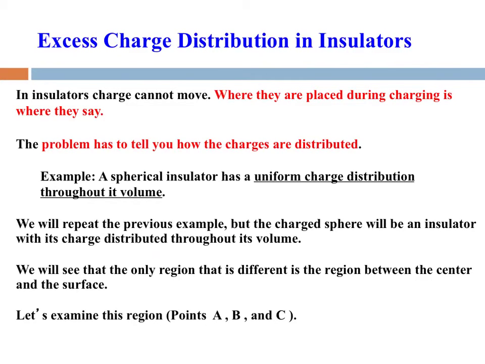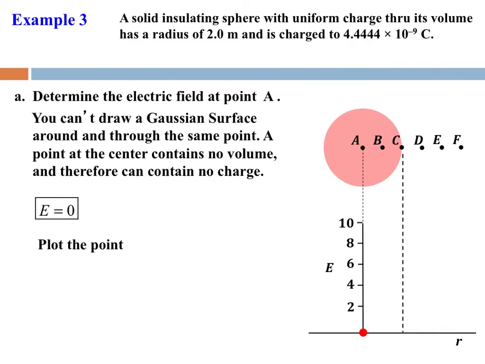So we're going to repeat the previous example, but now instead of a charged sphere that's a conductor, it's going to be an insulator with its charge distributed throughout its entire volume. We're going to see that the only region that is different is the region between the center and the surface. So we're actually going to have charge at those points. Again, for the first part, if we're asked to determine the electric field at point A, we still cannot create a Gaussian surface around a point. So our electric field will still be 0 at the center.